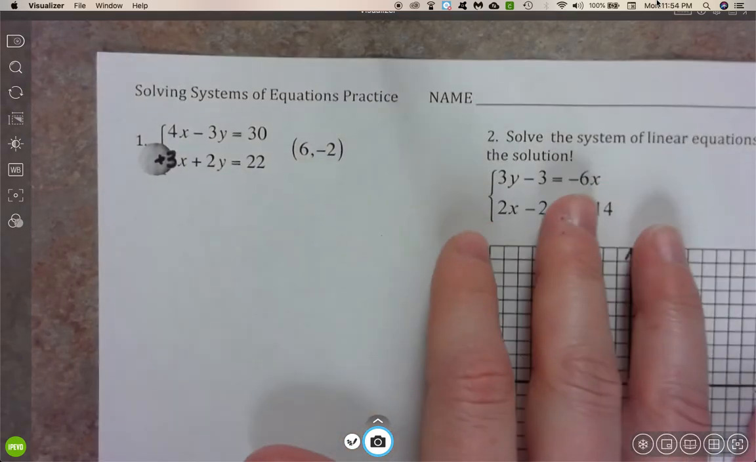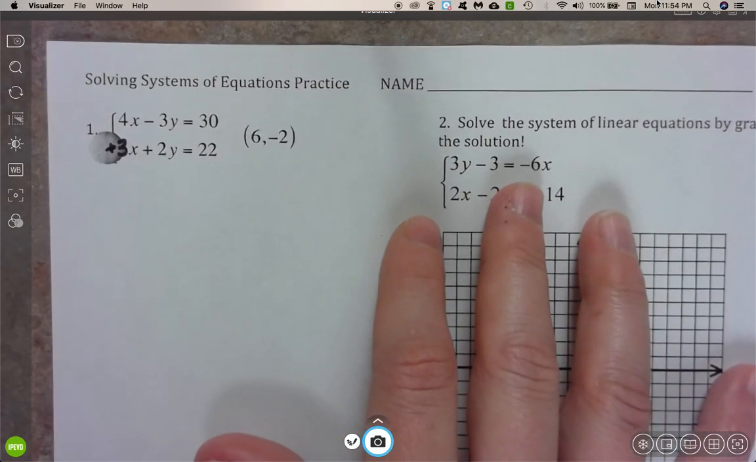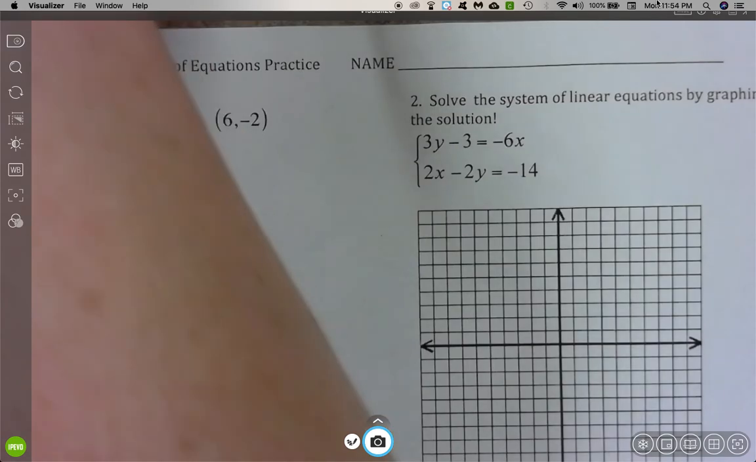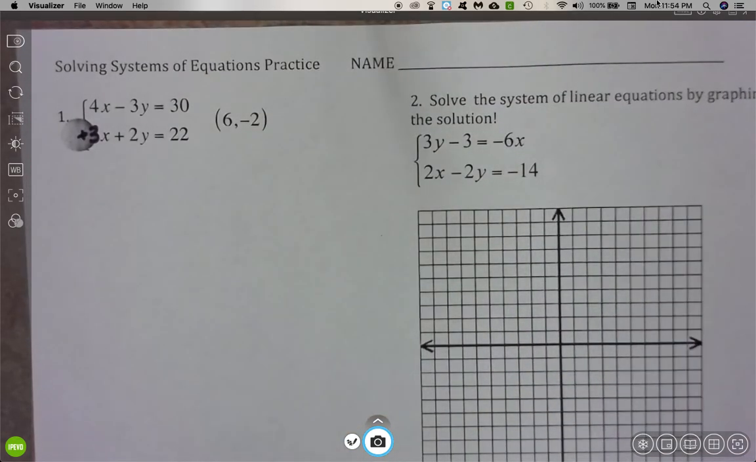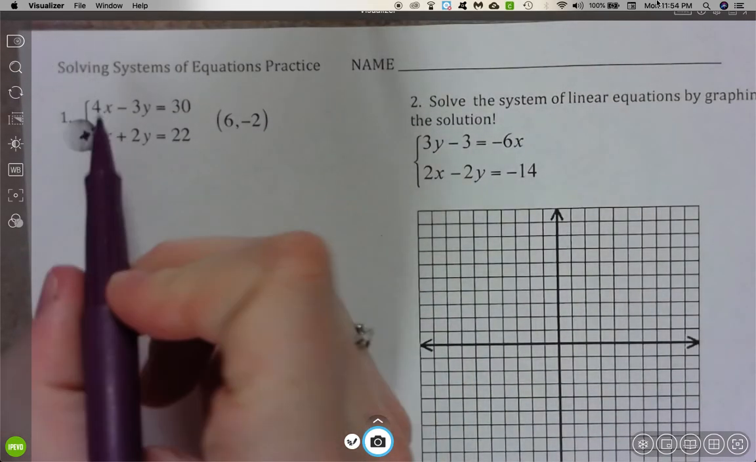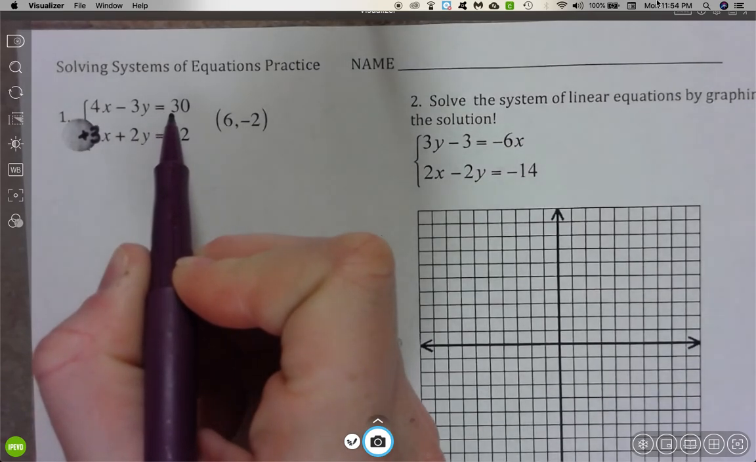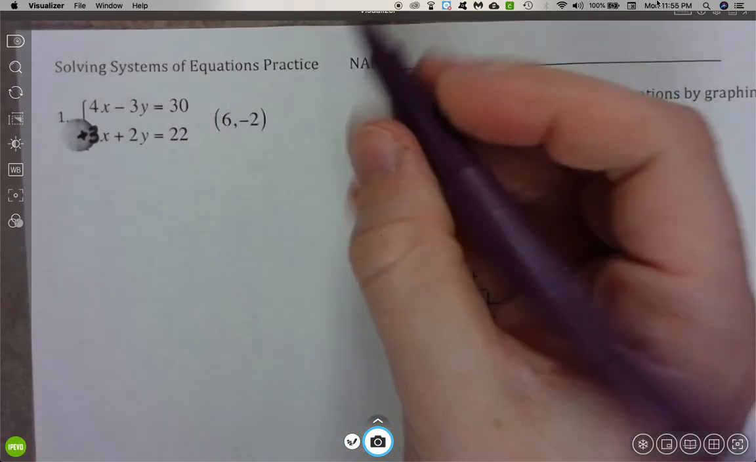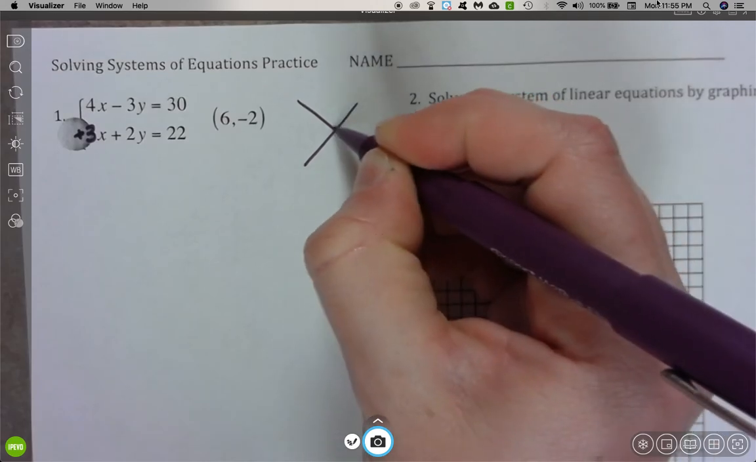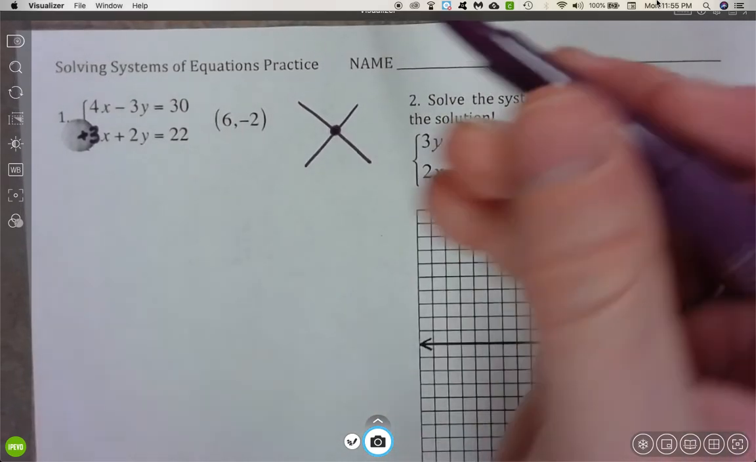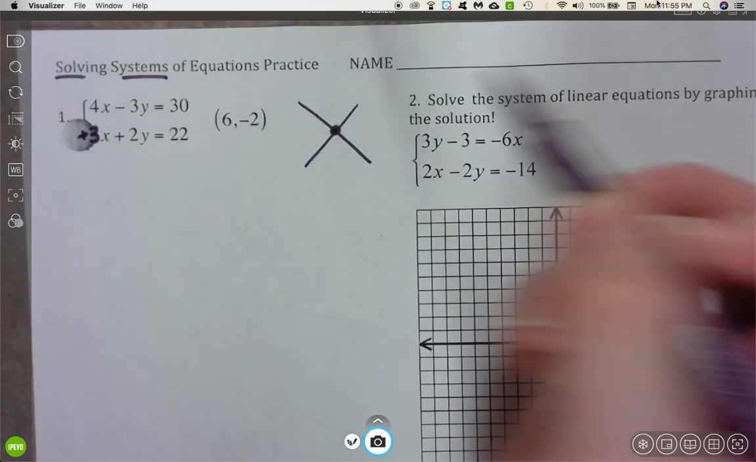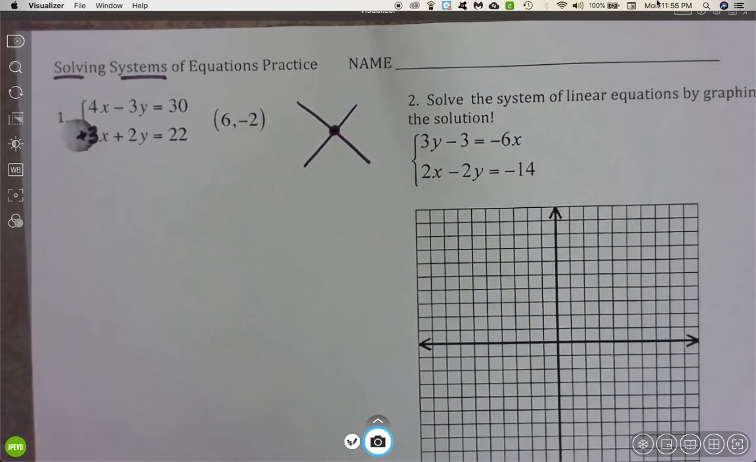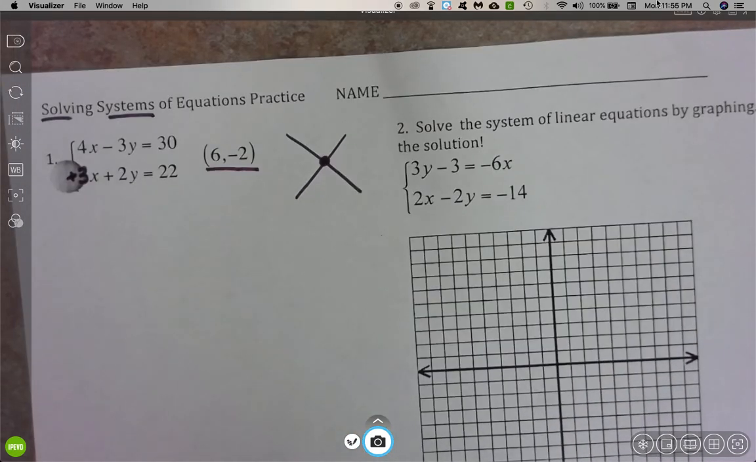So number 1, what they're having us do is these two functions are linear functions. If I were to graph these two guys up here, even though they're not in slope-intercept form, they will still look like two lines, and what we're trying to do is figure out where those two lines intersect. That's what we're doing when we're solving systems of equations. We're trying to find where the two lines intersect. They are proposing that the place where they intersect is the point 6, negative 2, and we're trying to see if that's true or not.